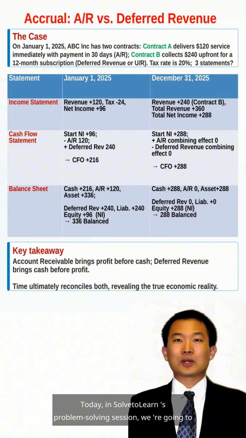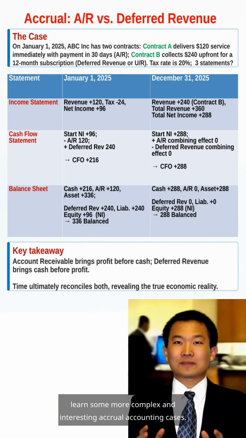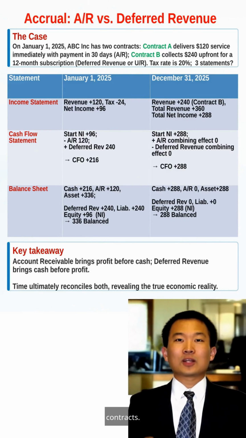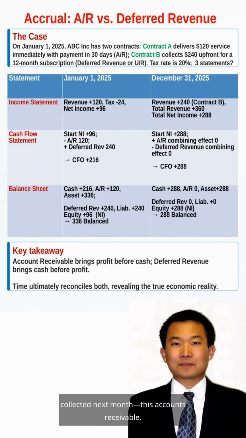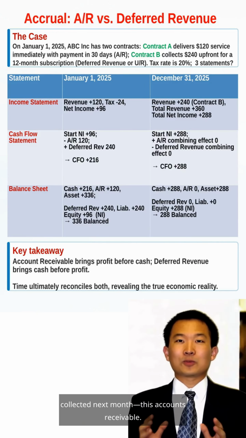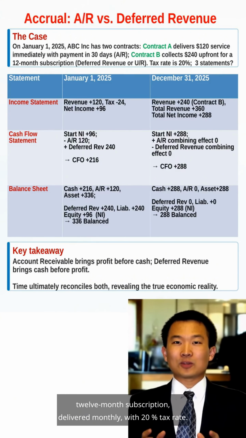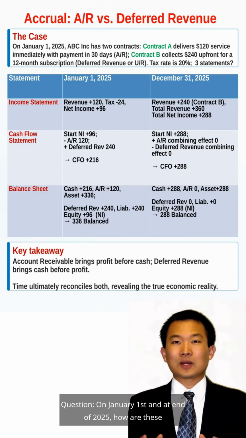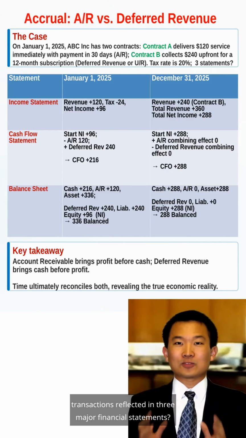Today, in Solvito Learn's problem-solving session, we're going to learn some more complex and interesting accrual accounting cases. Today's case is, on January 1st, 2025, the company signed two contracts. Contract A, services worth $120 delivered immediately, payment collected next month. This is accounts receivable. Contract B, $240 collected in advance as deferred revenue for a 12-month subscription, delivered monthly, with a 20% tax rate. Question. On January 1st and at the end of 2025, how are these transactions reflected in the three major financial statements?